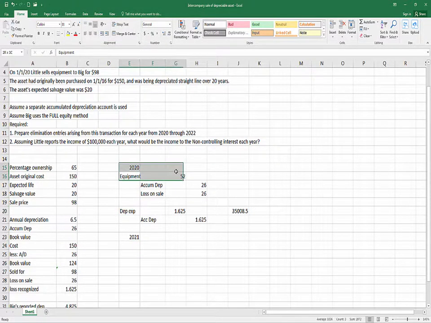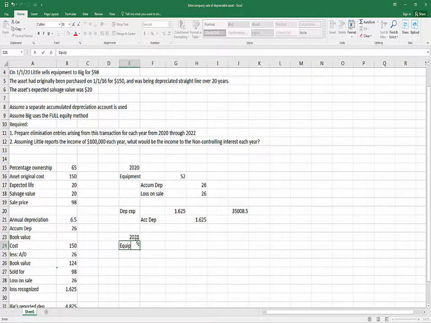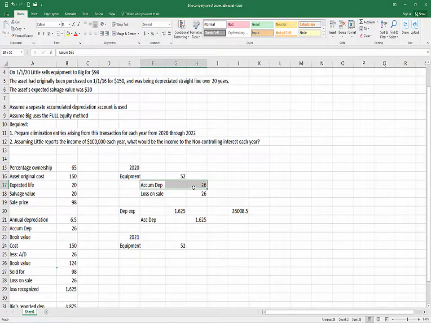Okay, 2021. Now we think in terms of carrying things forward. First, look at the equipment account. We have a debit to equipment. Nothing else here mentions the word equipment. Basically, we're carrying forward this $52. Next, accumulated depreciation. What have we got? We credited accumulated depreciation for 26. We credited it again for $0.625. Total credits we're carrying forward, $27.625.